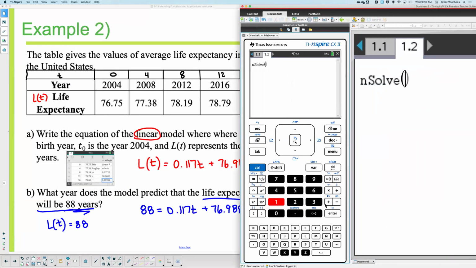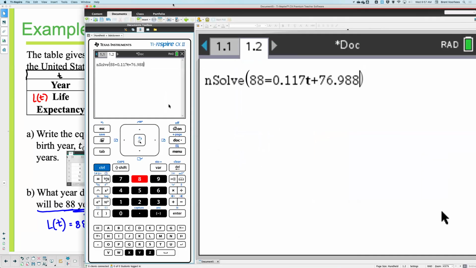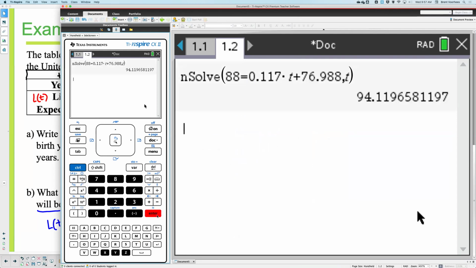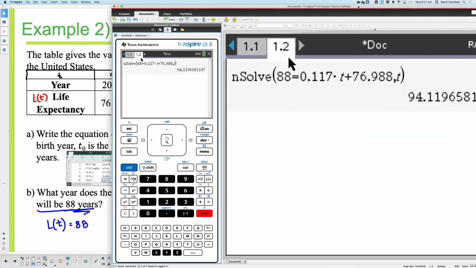We'll type in this equation here: 88 equals 0.117 t plus 76.988. And then you'll do comma t. Type all that in, press enter. What do you get? 94.111. Now we need to make a simple adjustment.